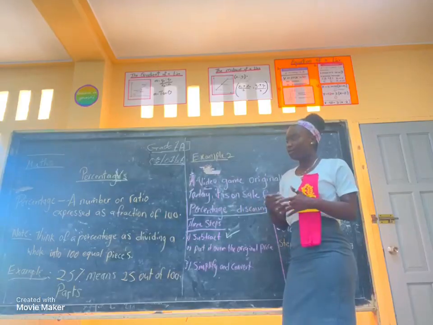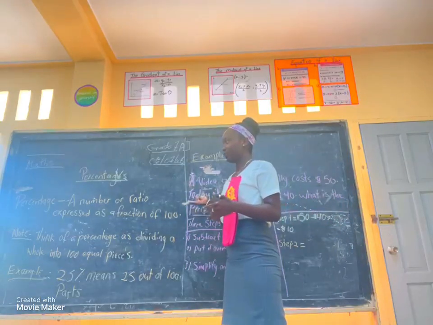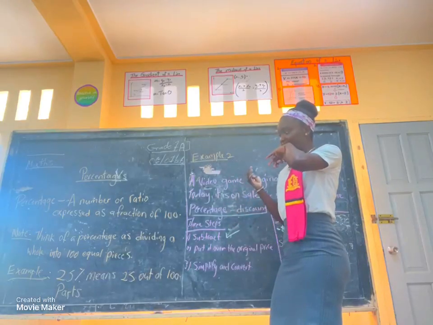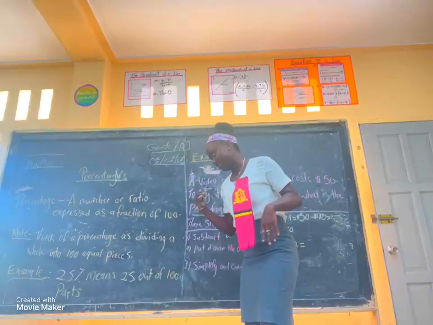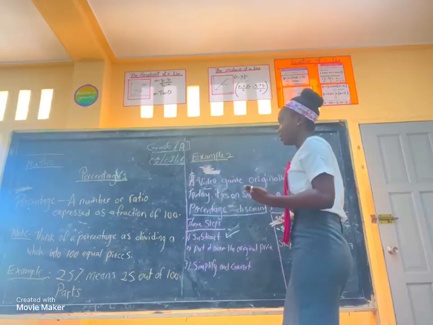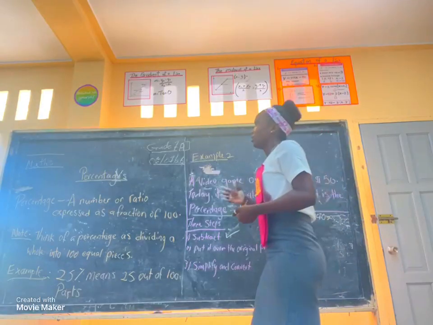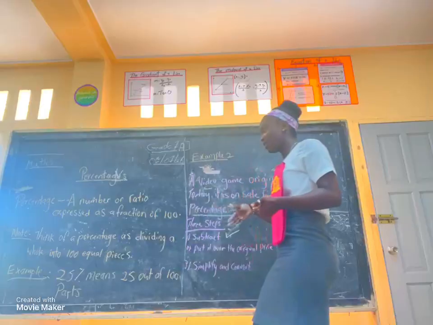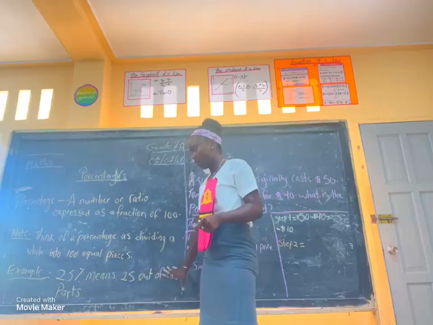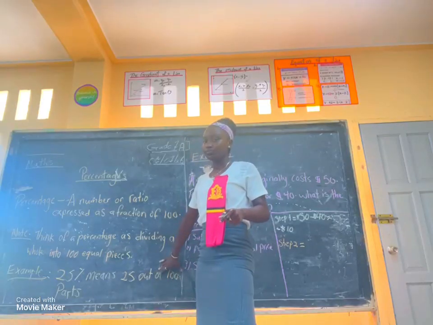What are percentages? A percentage is a number or ratio expressed as a fraction of 100. Think of percentage as dividing a whole into 100 equal parts. A note: 25% means 25 out of 100 parts.